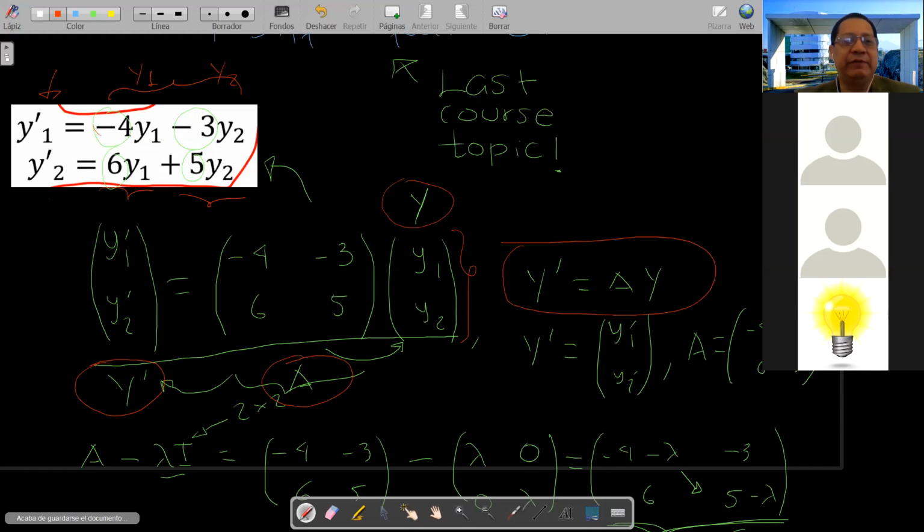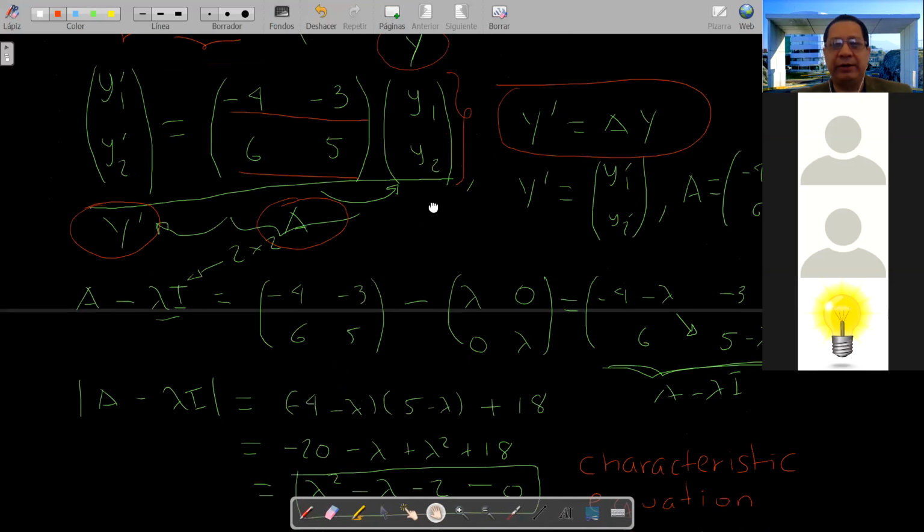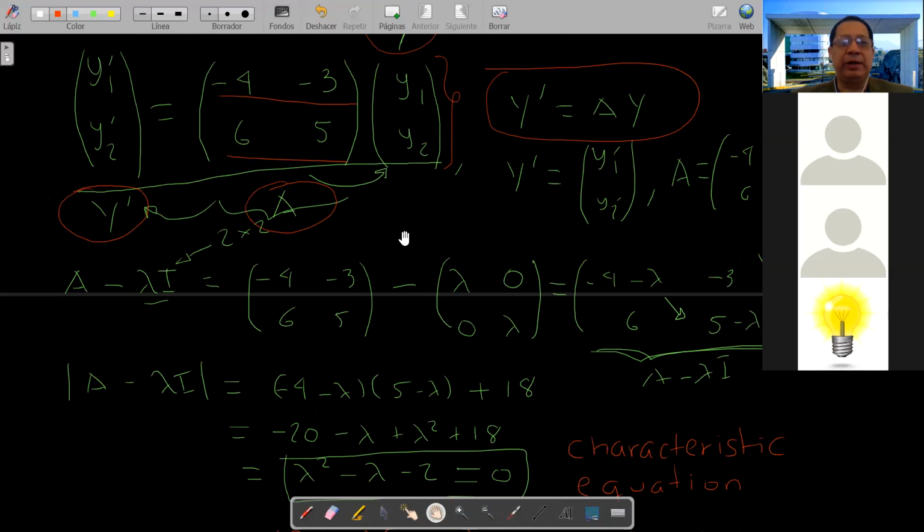As you can see, in the first equation we have negative 4y1, and in the second one 6 times y1. So first we have the y1 term, and then the y2 term. That is the order. Once you have ordered your equations, you can easily get the coefficients. For example, negative 4, negative 3 will be the first row. Positive 6 and positive 5 will be the second row. And then you have your coefficient matrix. Once you have it, you need to write an important matrix, the matrix A minus lambda I.